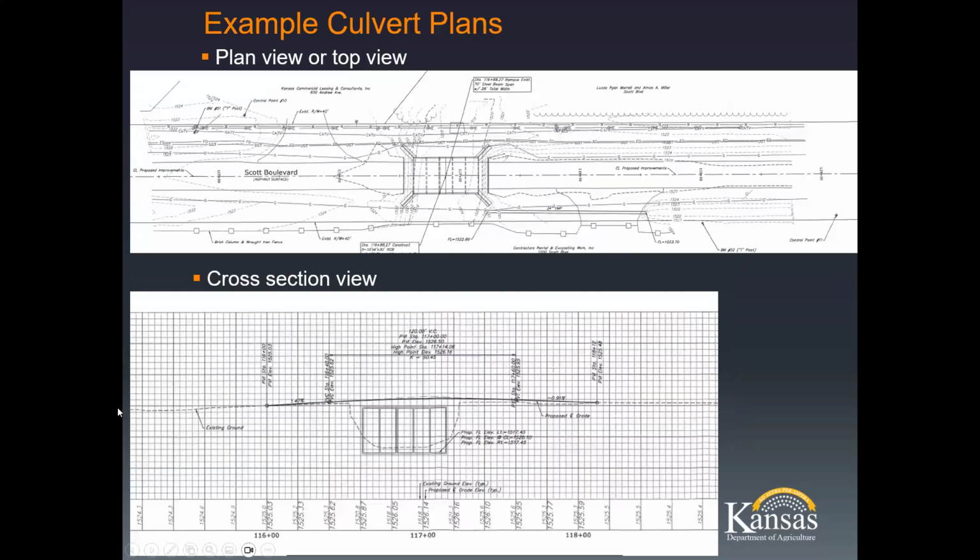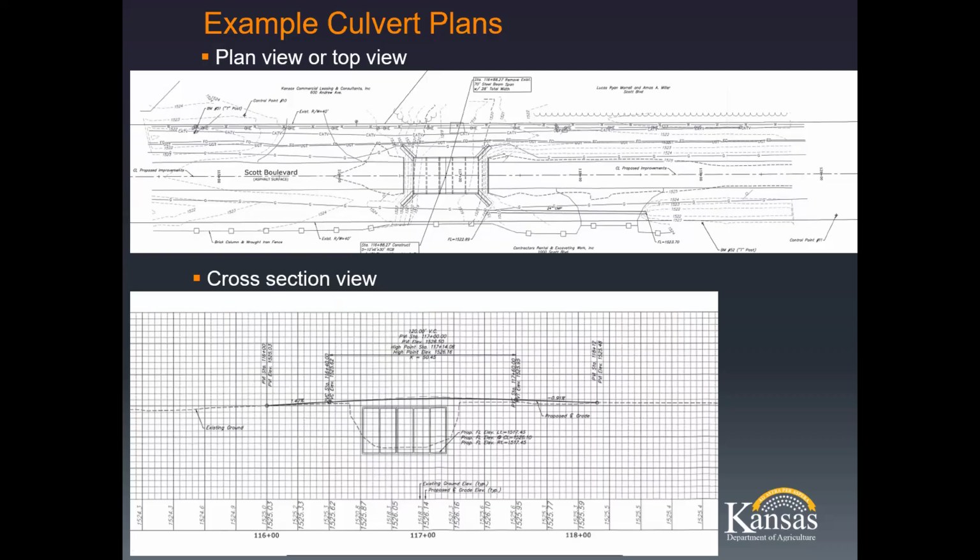So these are example plans. This is the plan view or top view. So again, Scott Boulevard Bridge. This is like a bird's eye view of the bridge. It shows the contours. It shows where the bridge is going to be. It shows the right of way. It shows us enough information to know how you're going to build the bridge.